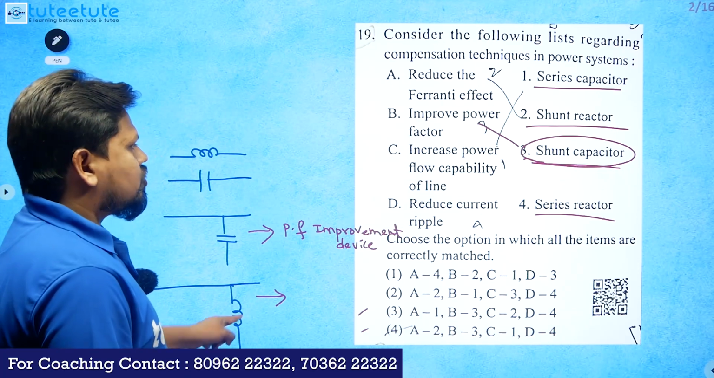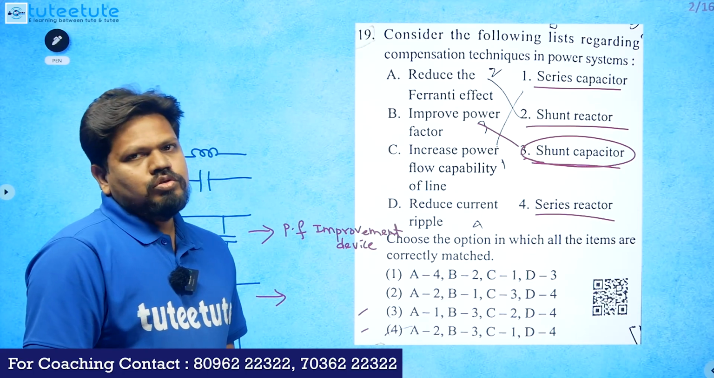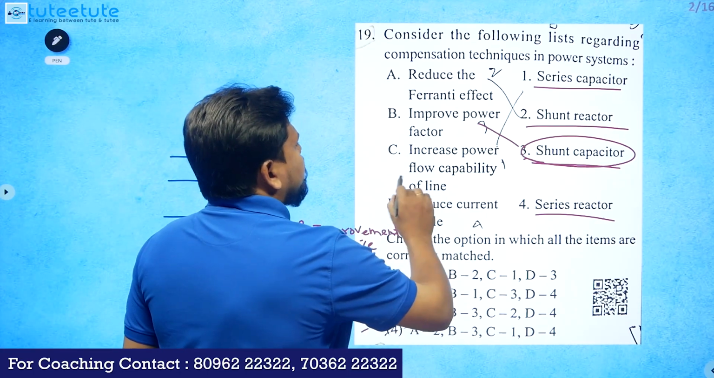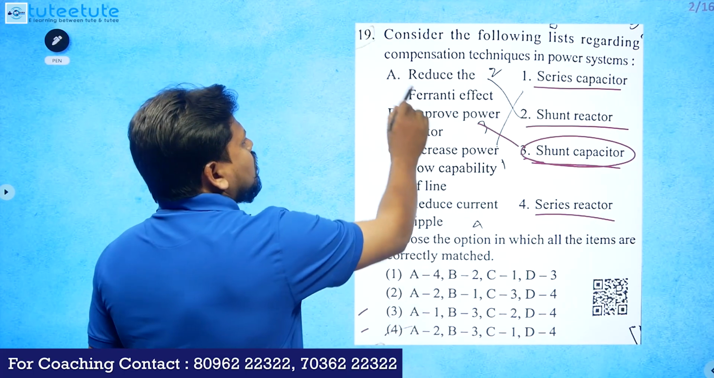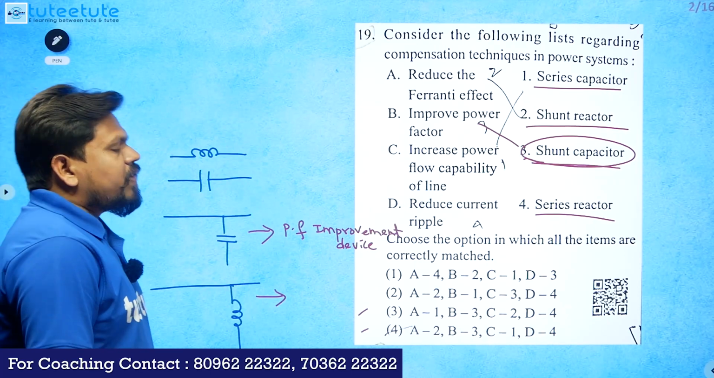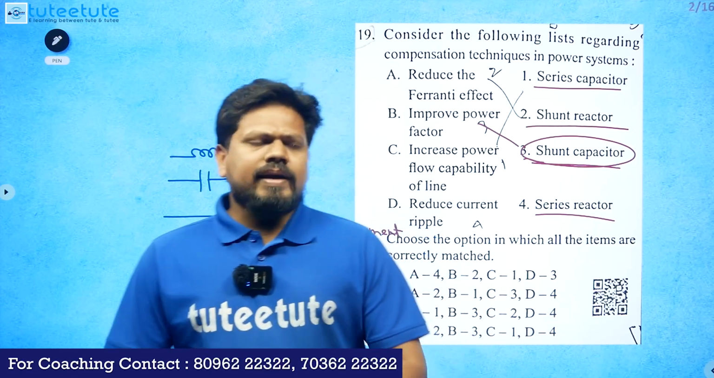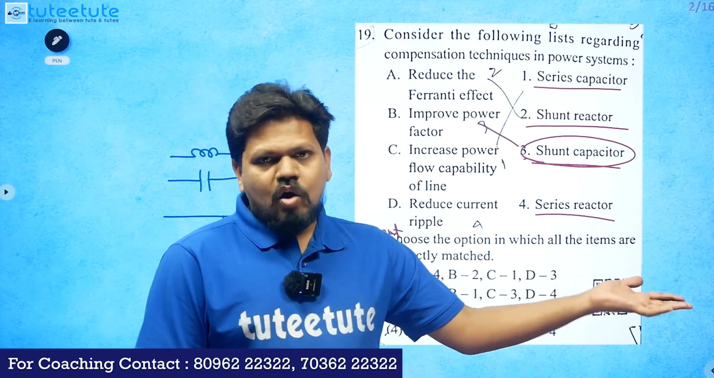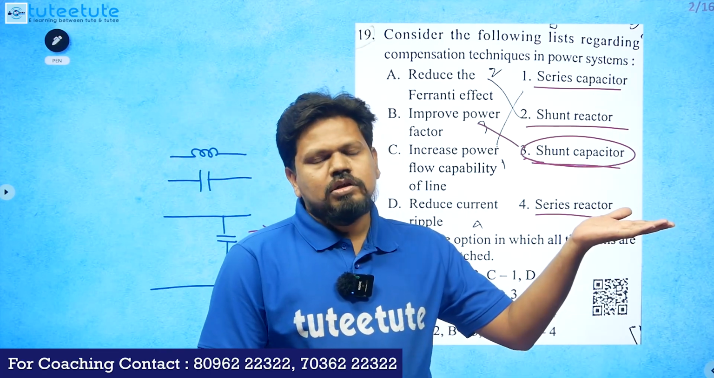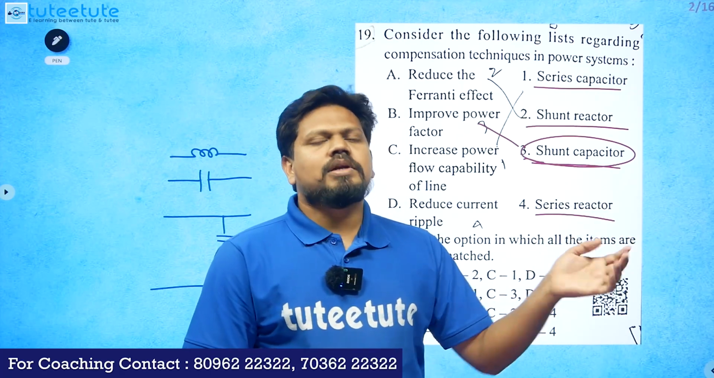Shunt reactor. First we need to observe those things. See the other options: increase power flow capability of line, reduce the Ferranti effect. See, the direct answer is there: reduce the Ferranti effect. What is the Ferranti effect? The Ferranti effect is nothing but getting over voltage at the output side. At the receiving end, if you get over voltage because of no load condition or light load condition, that is nothing but the Ferranti effect.